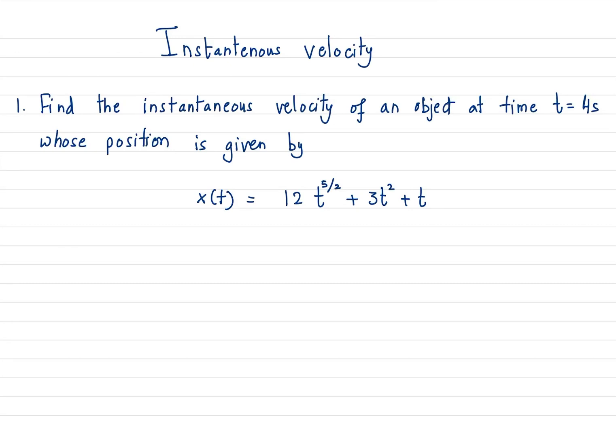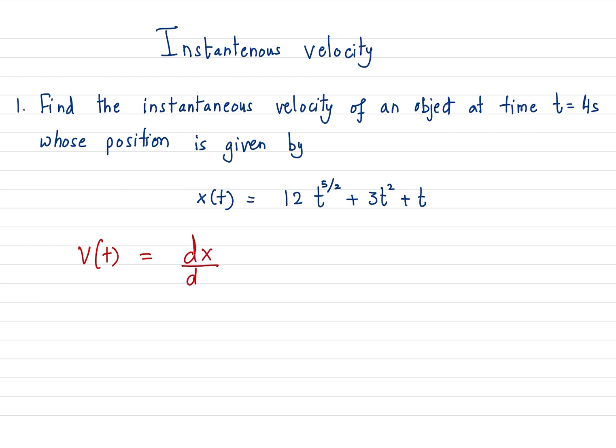In this video, we will see how to calculate instantaneous velocity and instantaneous acceleration. So here the first one: find the instantaneous velocity of an object at a time t equal to 4 seconds whose position is given by x(t) equals 12 t to the power of 5 over 2 plus 3t square plus t. So in order to get instantaneous velocity, we need to do the first derivative of the position.